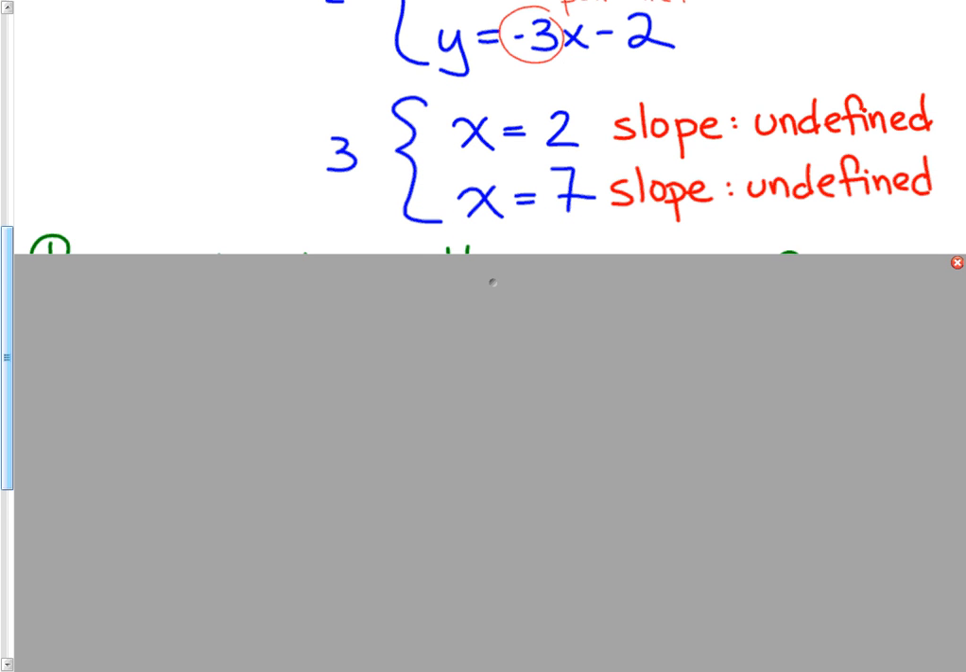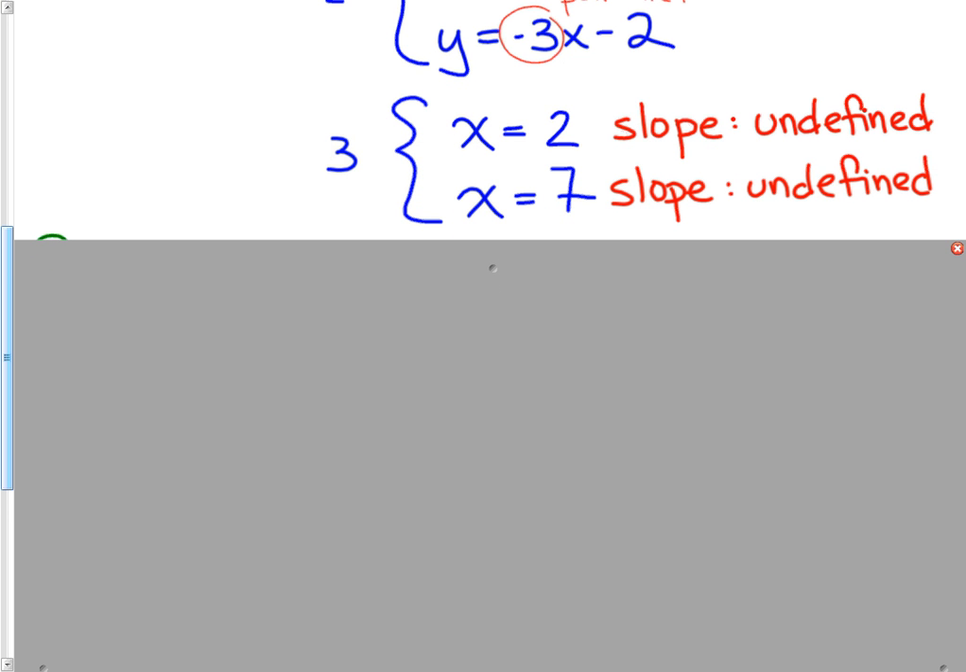Bit of a unique example here. You have x equals 2 and x equals 7. Keep in mind that both of these lines are vertical lines, therefore the slope is undefined. Same slope in both cases, both have undefined slopes, therefore they are parallel.